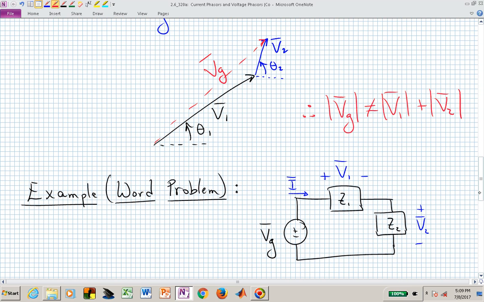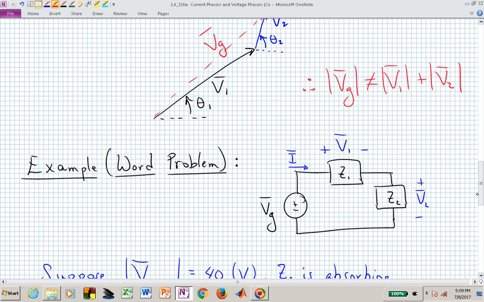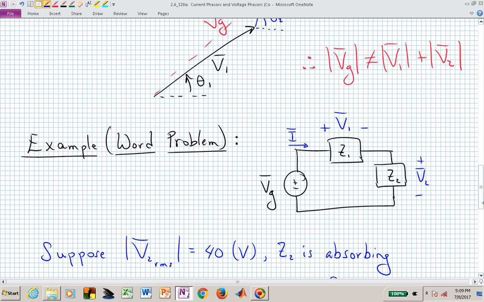So let's apply this to the following word problem. We're going to preserve this series network configuration. We have a generator supplying two loads, two impedances, Z sub 1 and Z sub 2. That's really the structure that we're working with. And now we have the following worded description of how all of these quantities are interrelated.